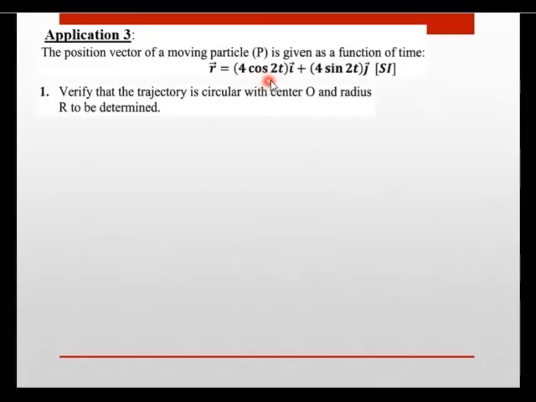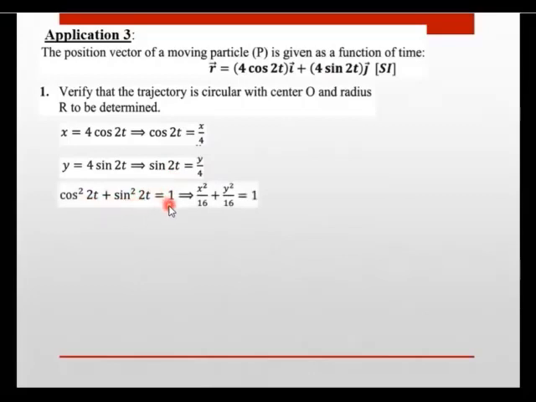From here I can find x, and I will isolate the cosine in order to get x over 4. And from here I can get y, and I isolate the sine to get y over 4. Now, don't forget Pythagoras, which says cosine squared plus sine squared of the same angle equals 1. I will apply it here: x squared over 16 plus y squared over 16 equals 1. By cross multiplication, I get x squared plus y squared equals 16.